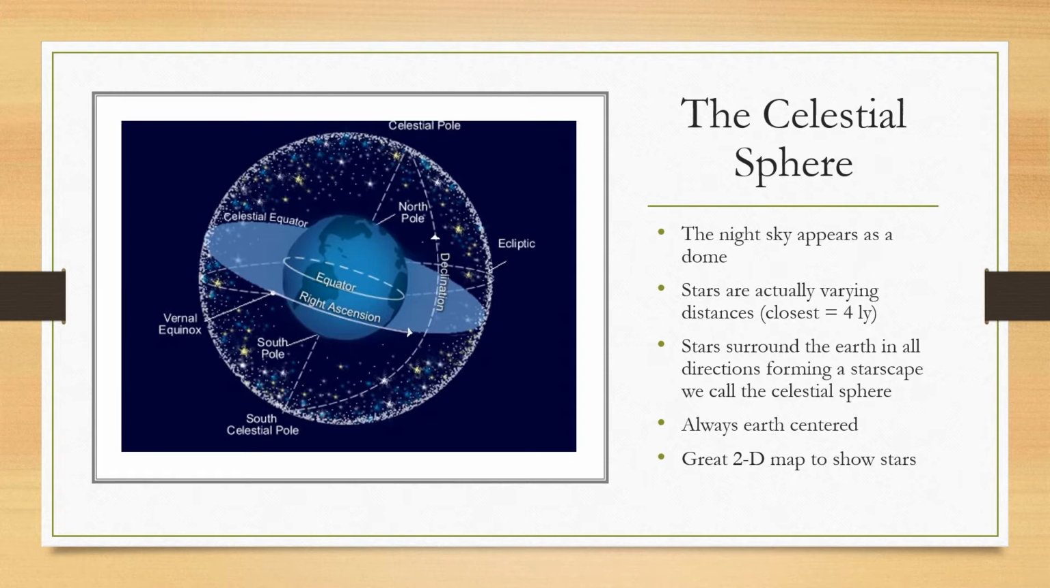It is always Earth-centered, because from our viewpoint, we are the center of this dome. Stars surround the Earth in all directions, forming a starscape on the celestial sphere. We actually use this to try to map stars, where they're going, where they are in the night sky at what time. It's actually a pretty cool, nifty object that we use.